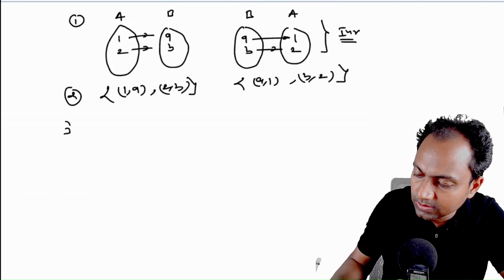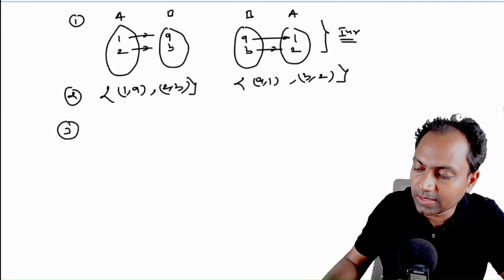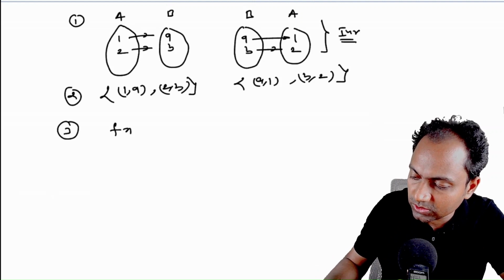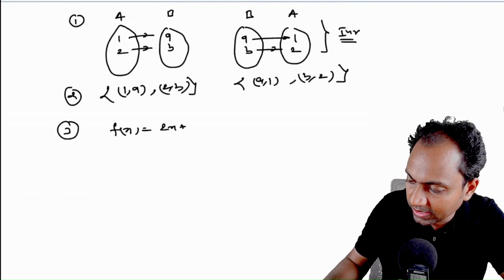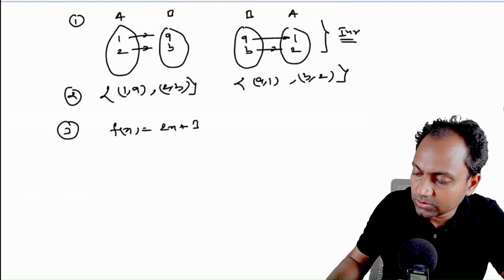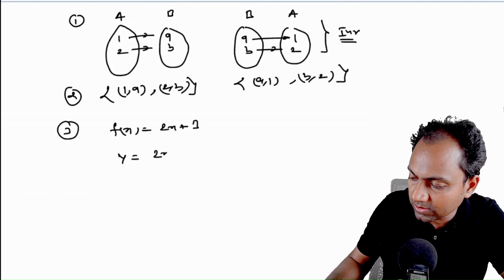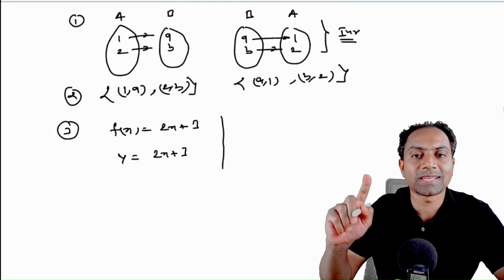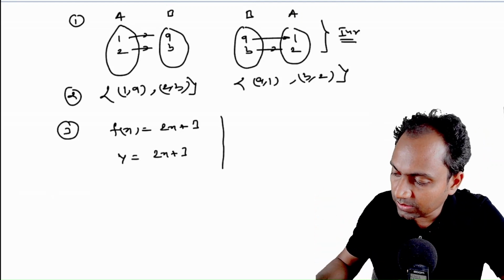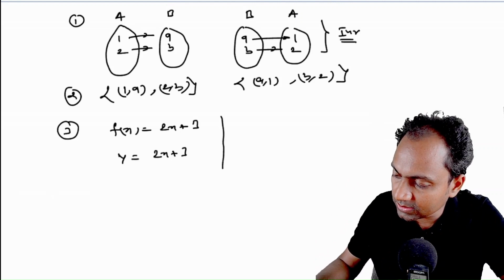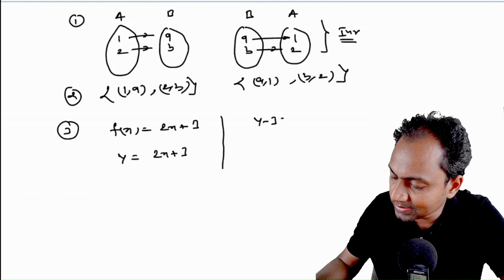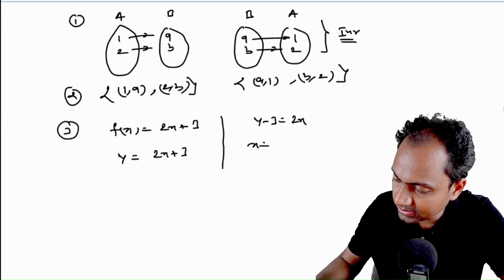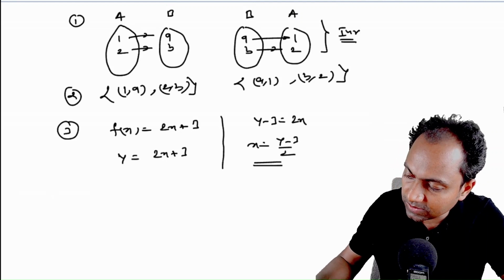And third, if it is given in terms of function, let us say a function is given as 2x plus 3. So instead of this, we will write y. It is nothing but 2x plus 3. So in order to get the inverse function, we'll express x in terms of y. So if I write it from here, what I'm going to get is y minus 3 is equal to 2x, or x is nothing but y minus 3 by 2. Now this is my first step.